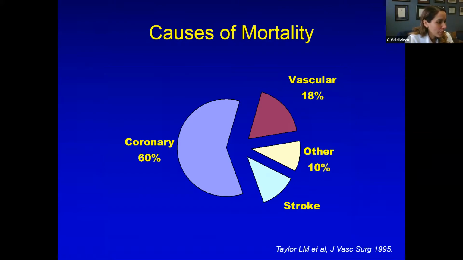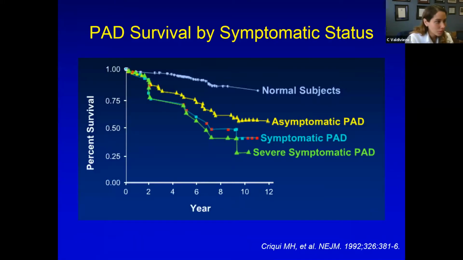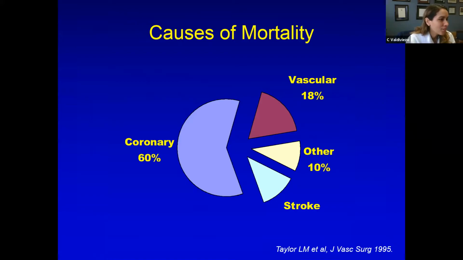The causes of mortality are very tightly associated with coronary disease, up to 60%. Vascular, 18%, and other, 10%.